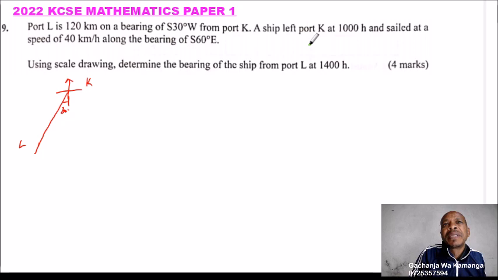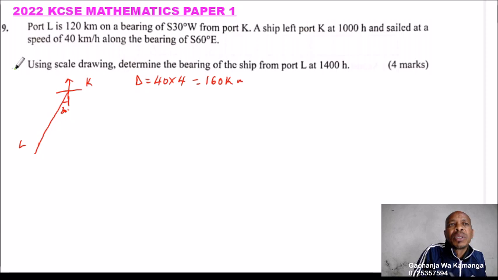The ship left K at 10. So how many hours from 10:00 to 14:00? 11, 12, 13, 14, 4 hours. So it means distance is equal to speed times time. So we have 40 multiplied by 4. It had covered 160 kilometers on a bearing. So from south to east, we are going to measure. This is south to the east. Then we are going to draw. Now we come to scale.